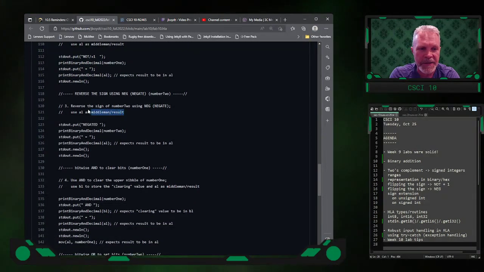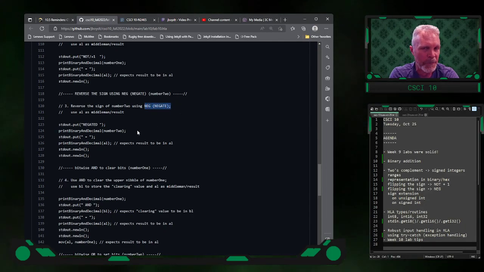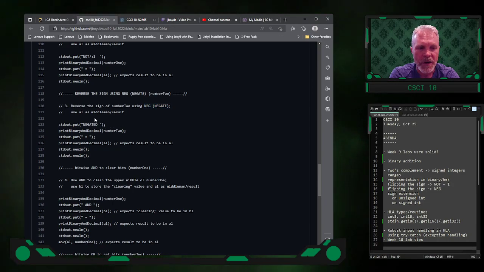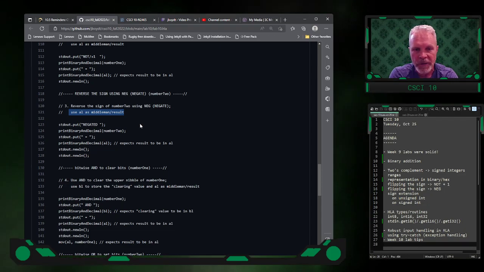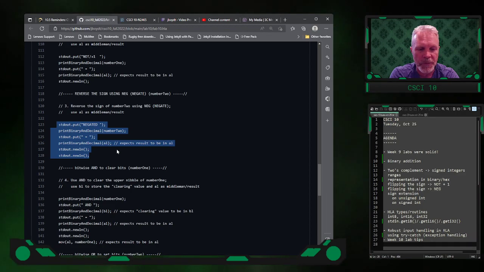Number 3 is to use an x86 instruction, which does the whole process for you in one step, which is the negate instruction. So you'll use that one on number 2. So you will move number 2 to AL. You will negate AL, and then this will print out the results for you.